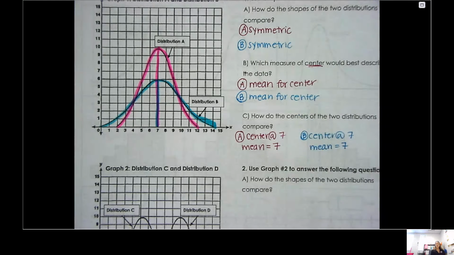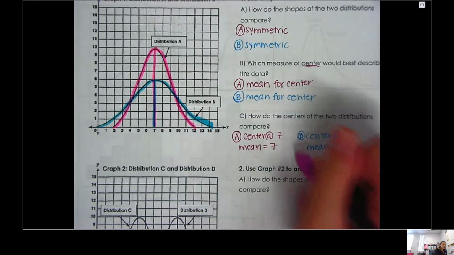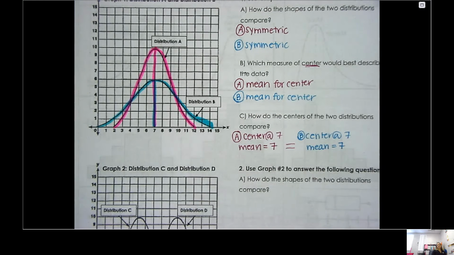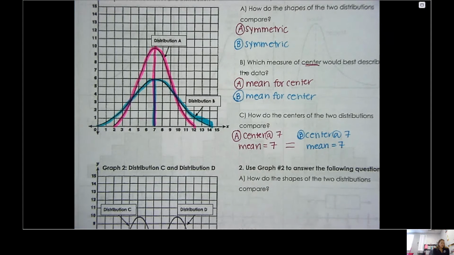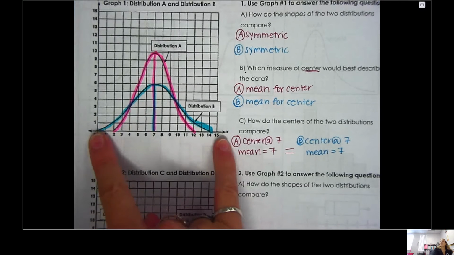So how do those two centers compare? What do you notice about the two of them? They're the same. They're equal to each other. So the comparison is they're equal. They're the same. Equal or the same. Now, the last part we're going to do is the spread of this data, and then you guys are going to try the second graph. Okay, now we're going to look at the spread of the data.